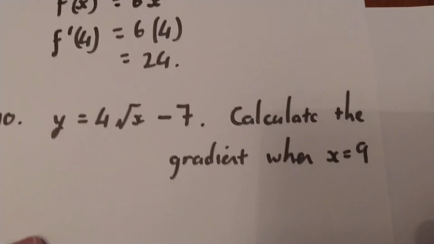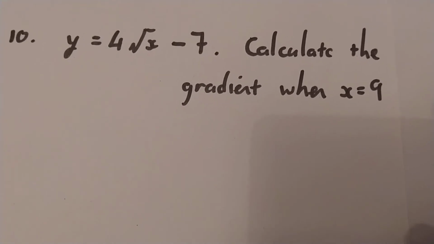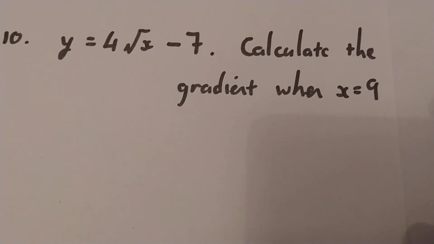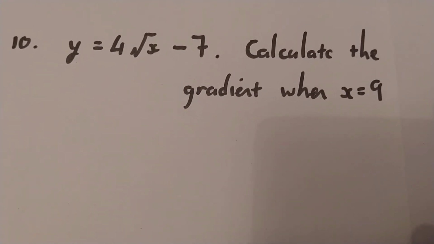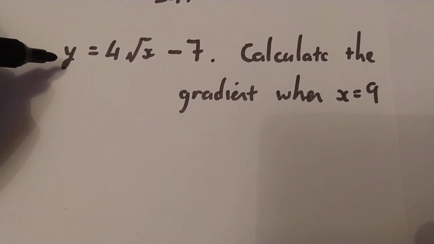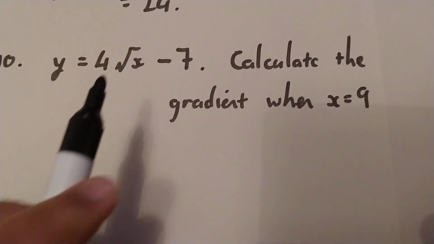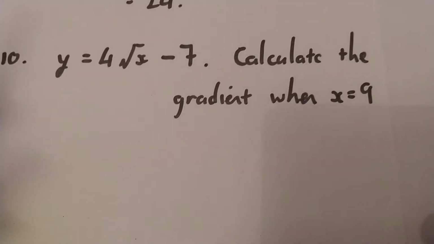This one's more obviously a graph. It doesn't state it as a function. So we're adding in a question 10 on the questions we did on page 2. Here's a graph. Y coordinate equals 4 root x, take away 7. Calculate the gradient of the curve when x equals 9.